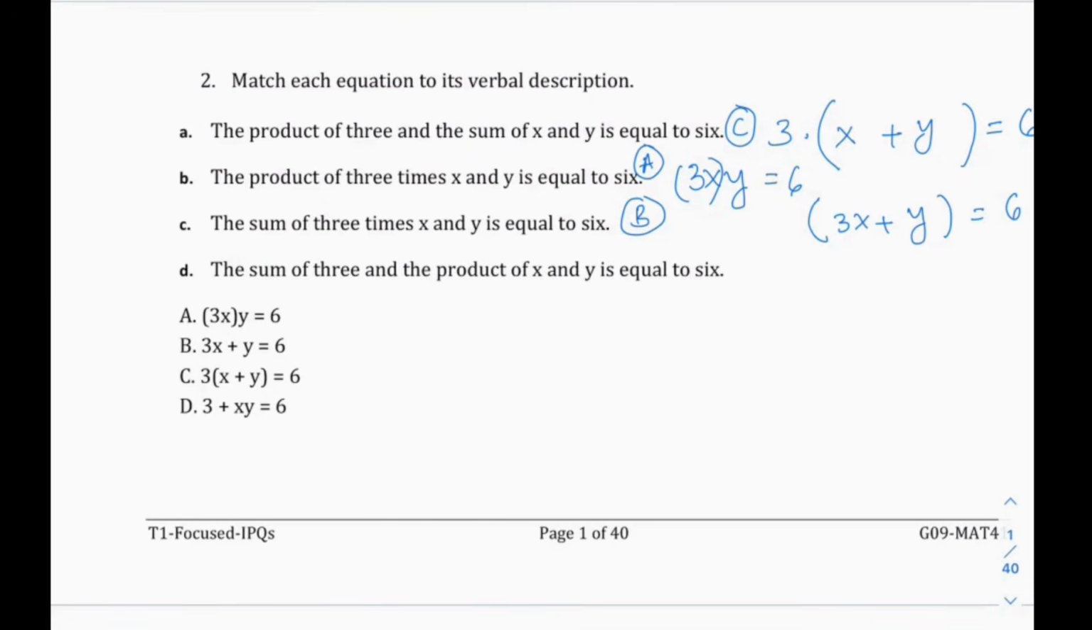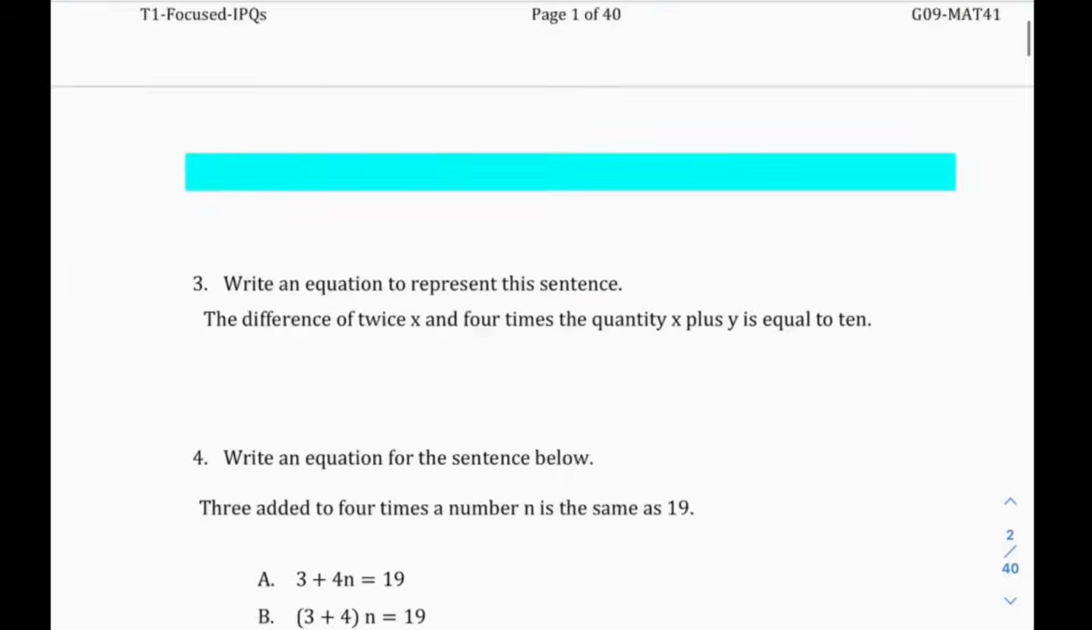Last one, the sum of 3. So there is a sum of something and something. 3 on one side, and the other side is the product of x and y. So here product, the result of multiplication of x and y, is equal to 6. So this will be D. And we are done with this question.